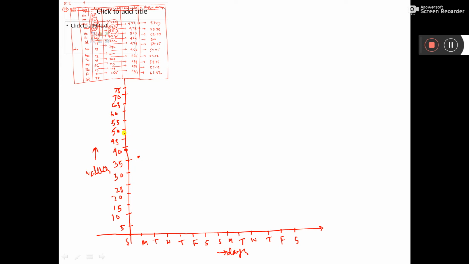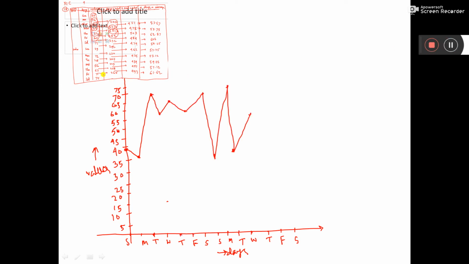Above 35, then these 2 points you join. Then Tuesday, what is the value? Tuesday value is 70. So Tuesday corresponding 70, go to 70, it is here. So join this. Then like this you have to do.